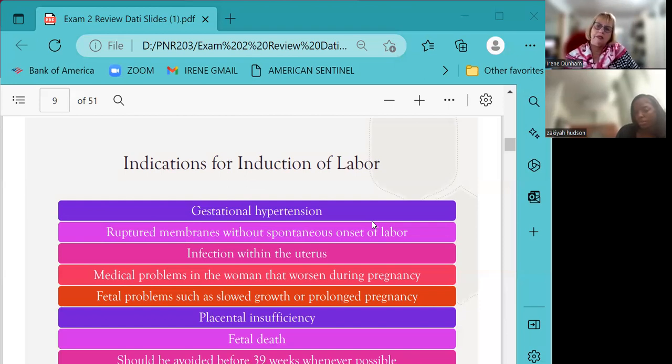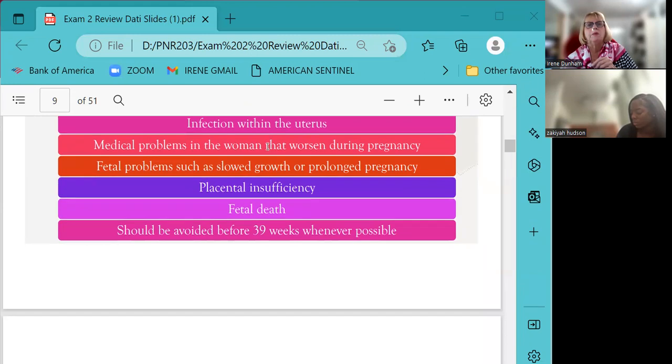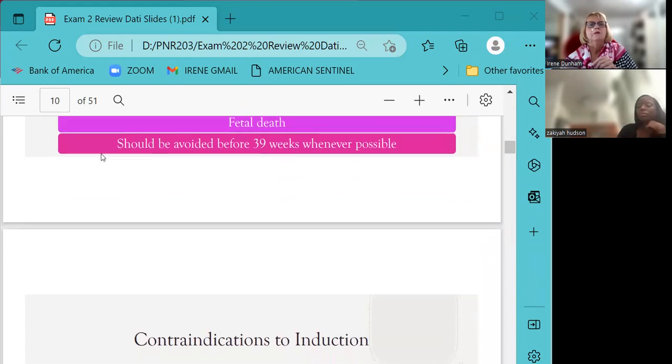Or you may have a lady that has a prolonged pregnancy, like we talked about. She's got 41, 42 weeks, and she's not going into spontaneous labor on her own. She's going to get induction of labor. Okay. And then you might have fetal death that you're going to have to do an induction of labor for. A baby that passed away in utero, we're going to go ahead and get the baby out. So we do inductions, but we don't do them too early. We want to avoid before 39 weeks.